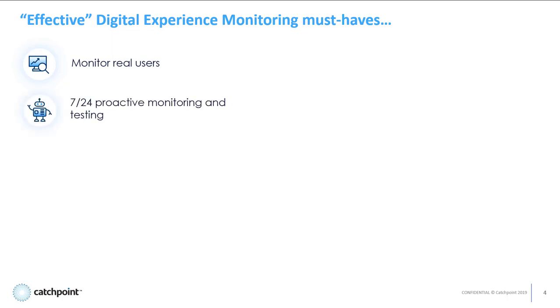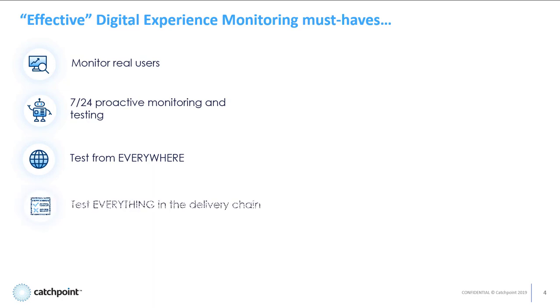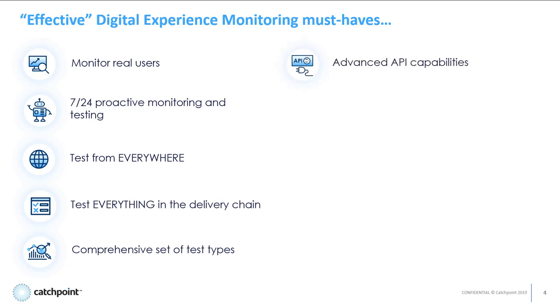You need 24/7 proactive monitoring. This monitoring needs to be robotic in nature, continuously monitoring all the systems. This testing must be from everywhere, because that's where your customers' users are. They're global. Testing everywhere is great, but you must also test everything. This is the application delivery chain. Don't leave any blind spots. And of course, you'll need a comprehensive set of test types, digging deeply into all the components that affect your end users. To do this, you'll need advanced API capabilities to get to that data and make it available for analysis. So now you have the data, what do you do with it?